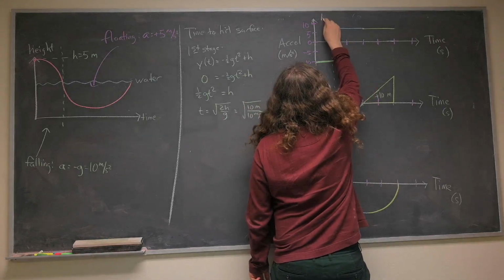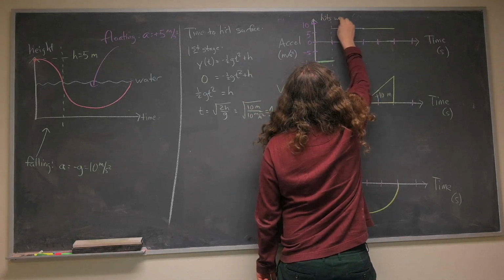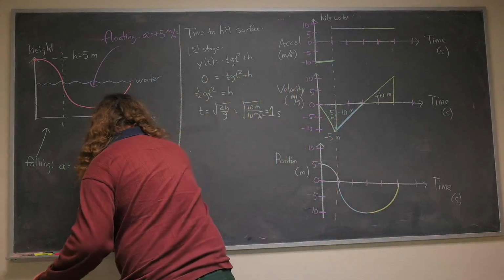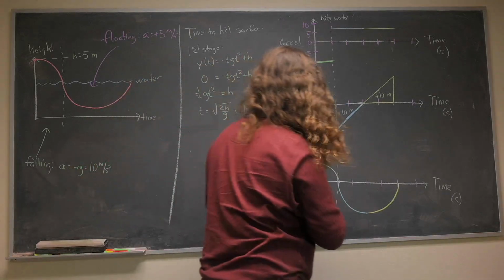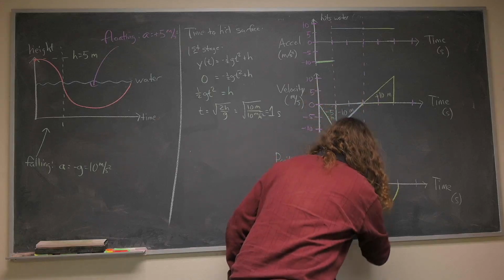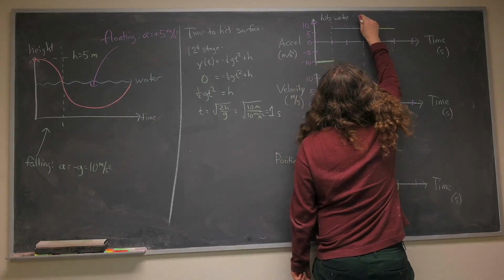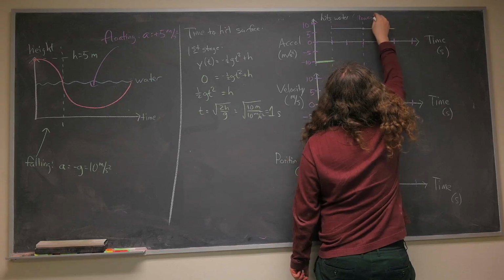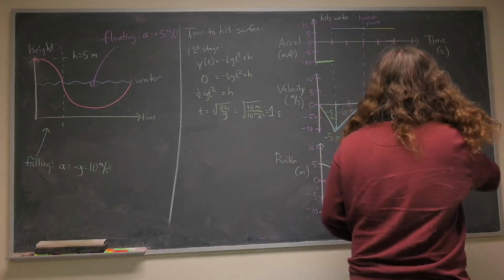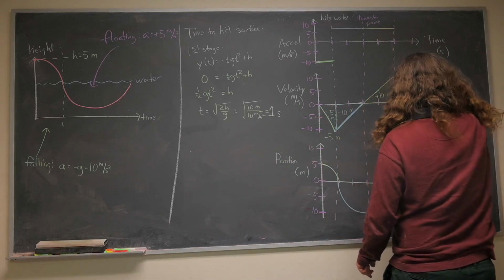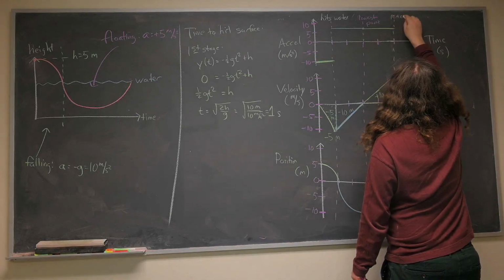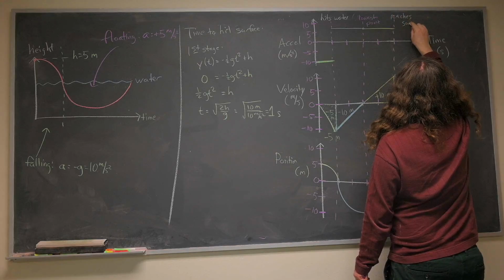This moment is when it hits the water. This moment is when it reaches its lowest point. Notice that this is the point where the velocity is 0. Lowest point. And this moment, again, is where it rises to the surface. Reaches surface.